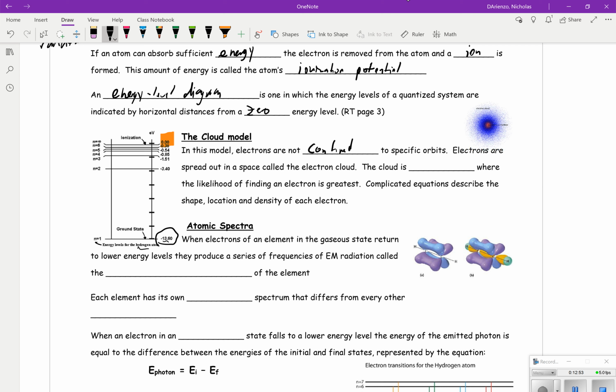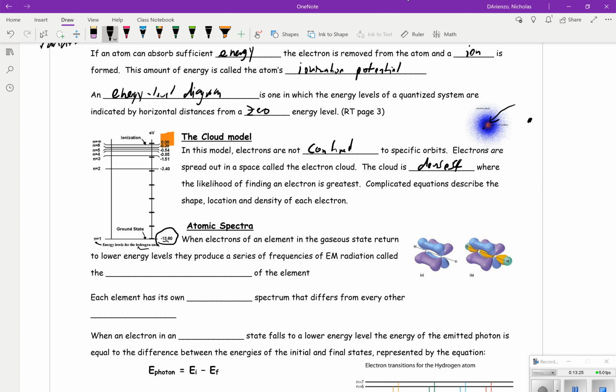Electrons are going to be spread out in a space which we call the electron cloud. Now, the cloud is going to be densest, which we see right in the middle here, the darker color indicating a denser region where the likelihood of finding an electron is the greatest. We can still find an electron out here, but the likelihood of that is extremely small. And it's much, much greater to find one in the middle of the densest part of the cloud.